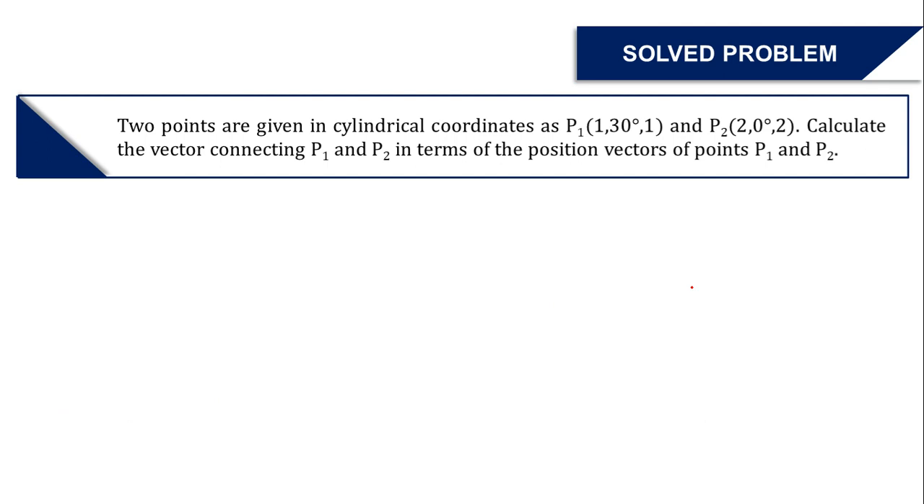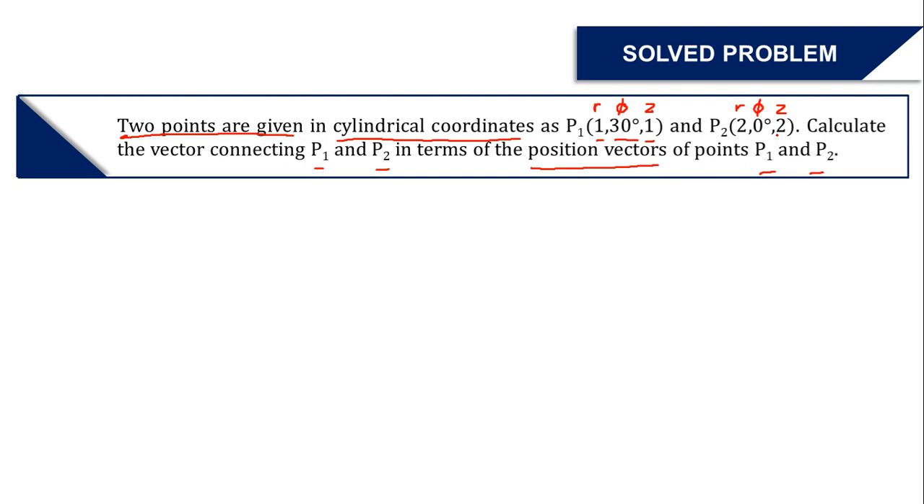Paano naman kung nasa ibang coordinate system tayo? Like in this case, we are given 2 points in cylindrical coordinates as P1, 1, 30 degrees, and 1. So yung 1 dito is ating R, phi is 30 degrees, and Z yung ating 1. Ganun din sa point 2, we have R is equal to 2, phi is equal to 0 degrees, and Z is equal to 2. We are to calculate the vector connecting points 1 and 2 in terms of their position vectors of points P1 and P2.